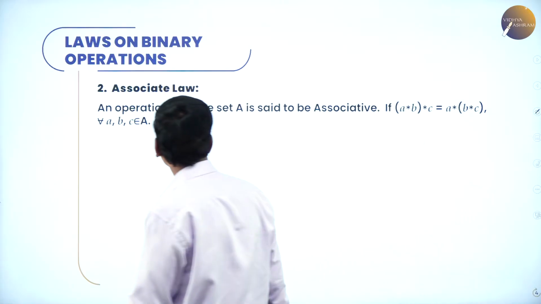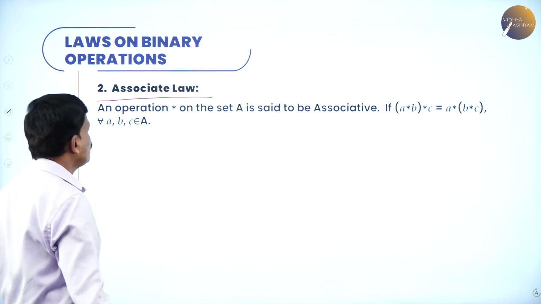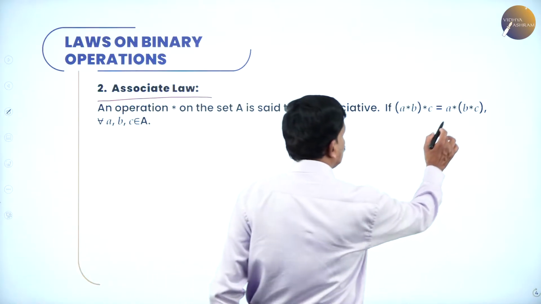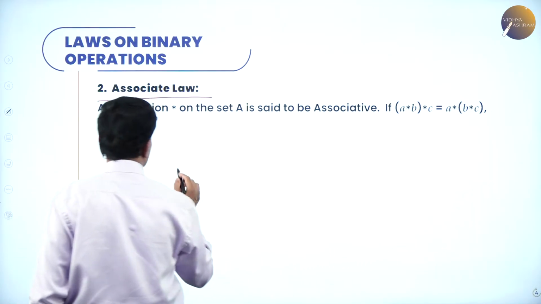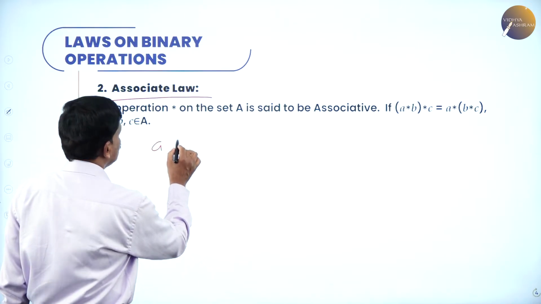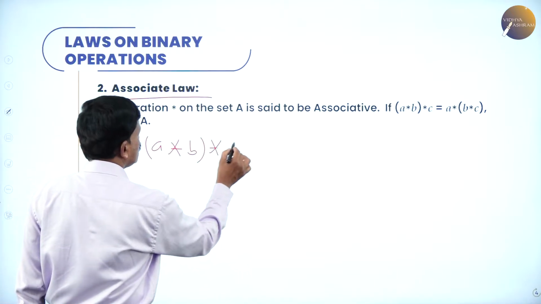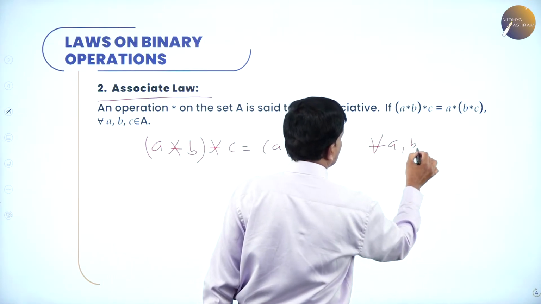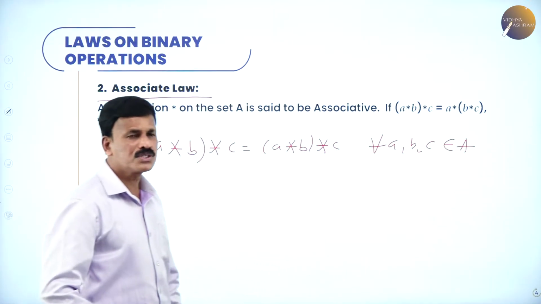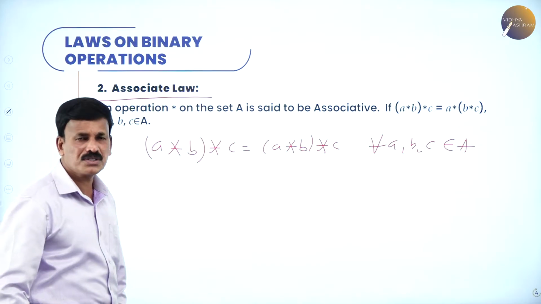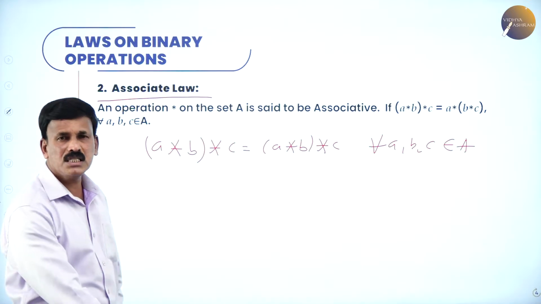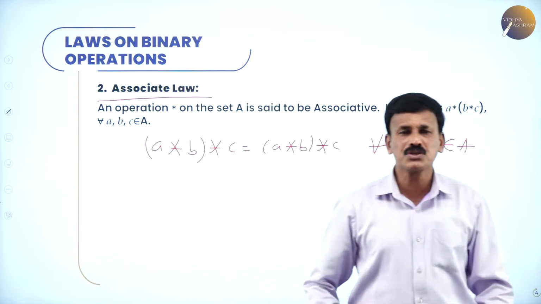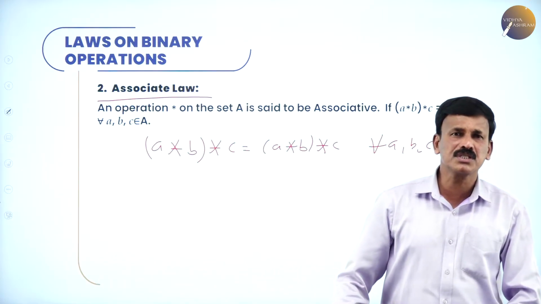Now let us come to the next property, the associative property. Associative law: an operation star on a set A is said to be associative if A star B star C is equal to A star B star C, that is, interchanging the brackets, for all A, B, C belongs to the set A. Then star is said to be associative. Associative law is satisfied, or associative law holds good.